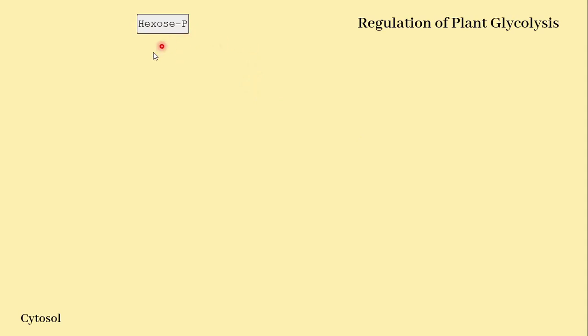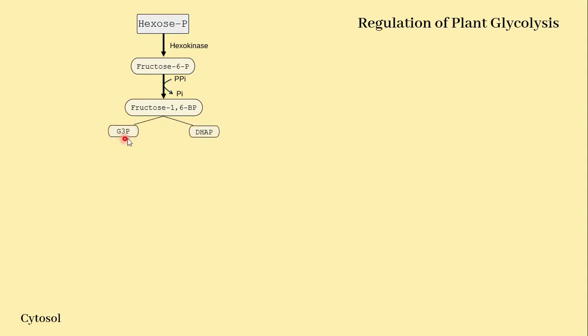In plants, the process of glycolysis is carried out when hexose phosphates are converted into fructose 6-phosphate, and fructose 6-phosphate is then converted into fructose 1,6-bisphosphate. This fructose 1,6-bisphosphate is converted into two molecules, that is glyceraldehyde 3-phosphate and dihydroxyacetone phosphate. One is an aldehyde sugar and the other is a ketonic sugar.